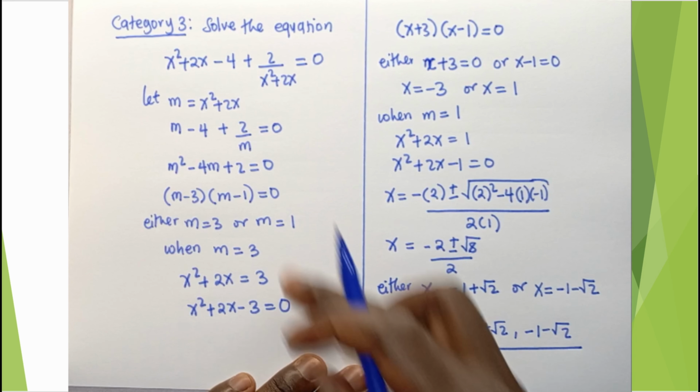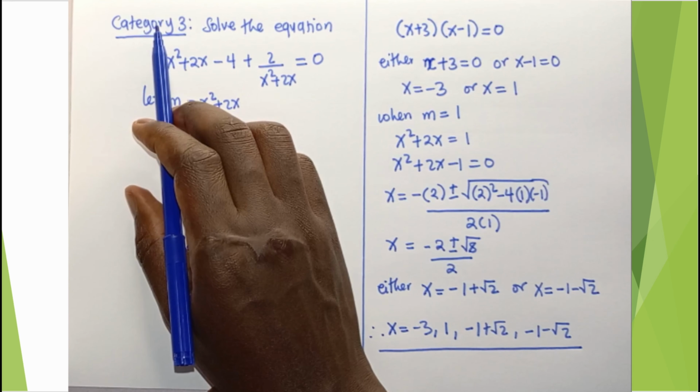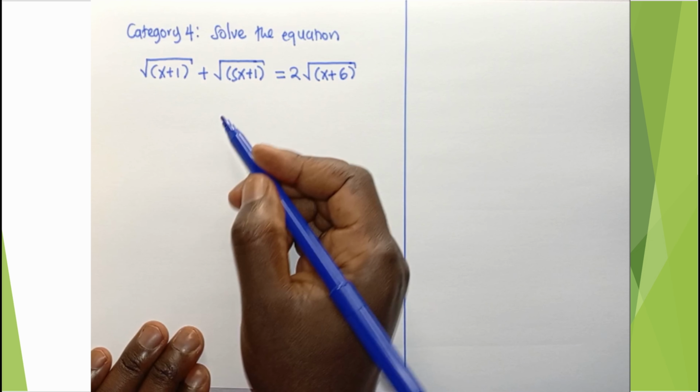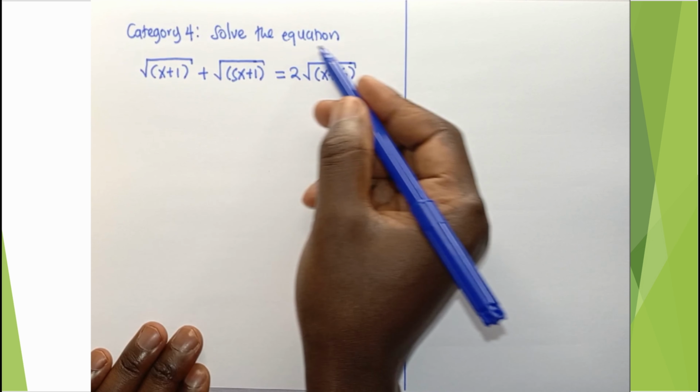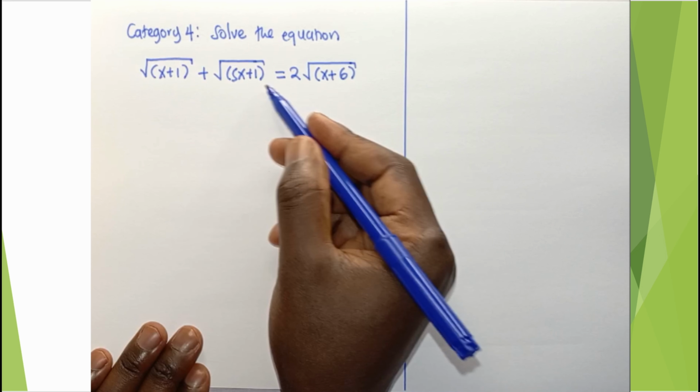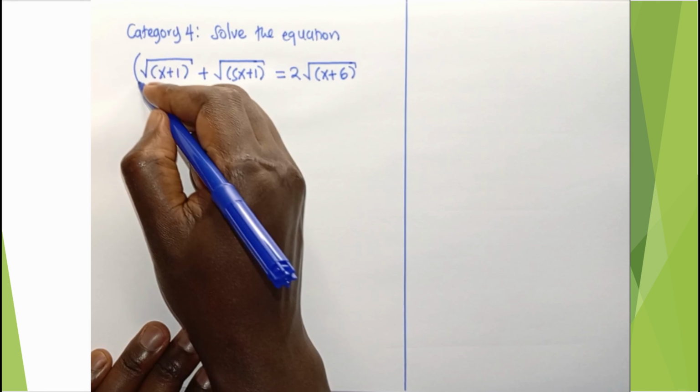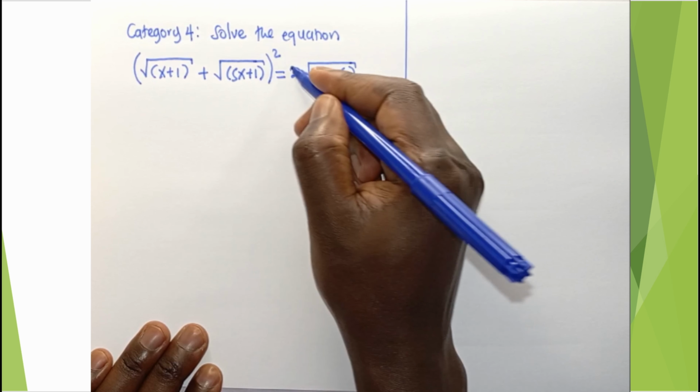We are going to the next category, category 4. Category number 4 is the radical equations, and we have here A and B, and this is how we do them. We want to see how, when you find such equations, you battle them and solve them. To solve such an equation in category 4, which is a radical equation, the first thing we do is to square both sides. Why do we square both sides?